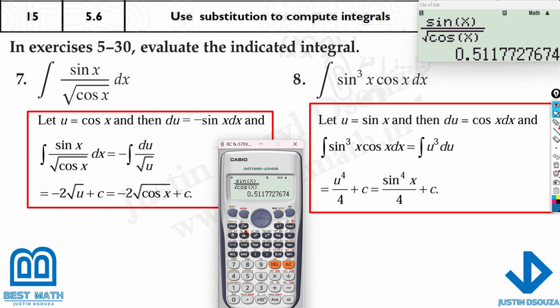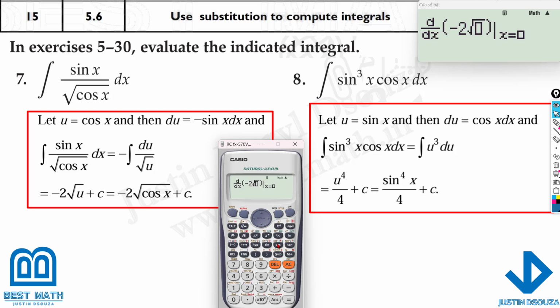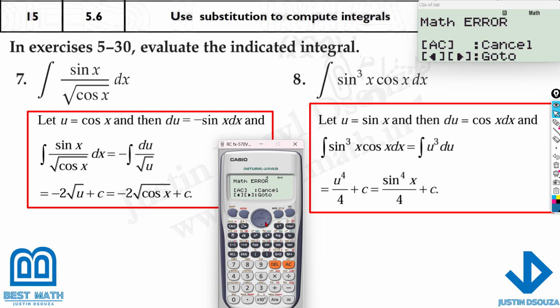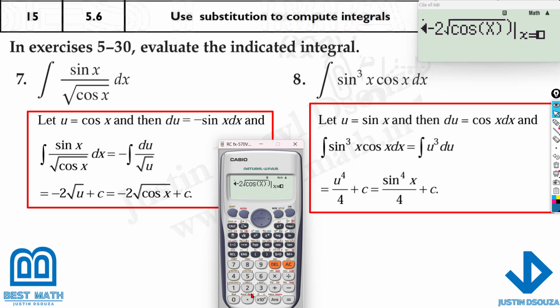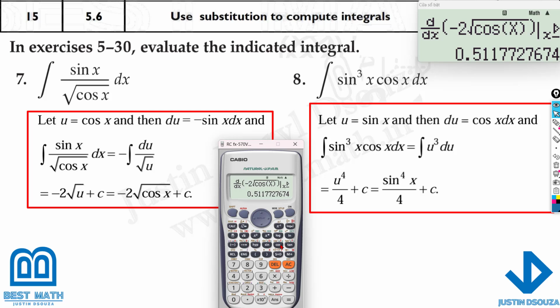Now try to derive the answer, that is minus 2 square root cosine x. You don't need to put plus c because when you derive any constant, it will be 0. Now, if you put 2, it will be an error. No. Why? Because we had changed the value to 0.5 and it was 0.1177. Absolutely right. So this is how we can solve it.